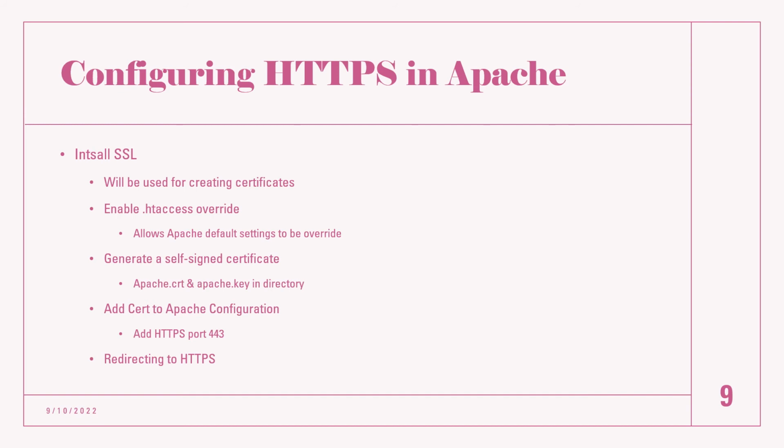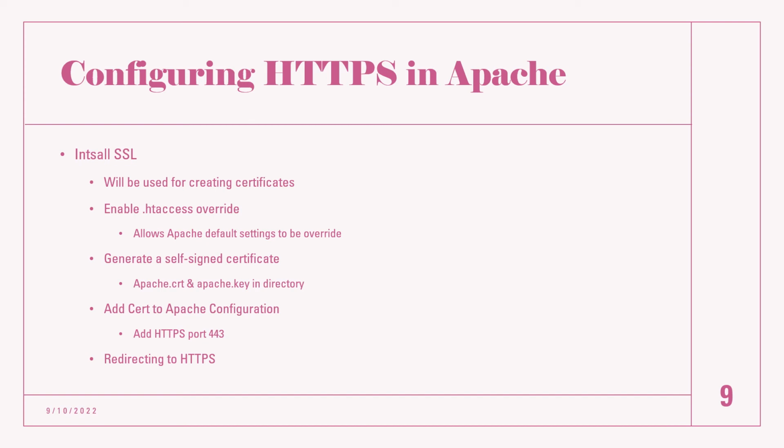Okay, so configuring HTTPS in Apache will require us to follow a series of different commands within the command line. So first we'll need to install SSL, and this will allow us to access the Apache modules for SSL. SSL will be used for creating certificates within Apache. SSL can be used to make a key for our self-signed certificate. And once we do that, the second step will be to override the Apache default configuration in the .htaccess file, which is located in the Apache root directory.